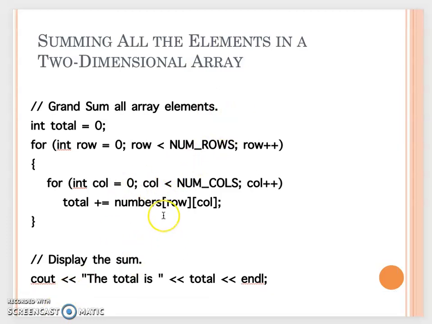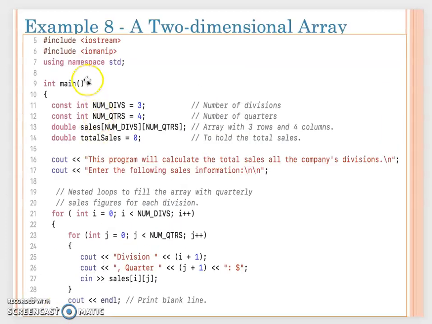So this example, actually, we can see in the source file from example 8. Example 8 is where a company has sales for different divisions and also for different quarters. For example, in your company, they have 3 different divisions. So we have 4 quarters in a year.